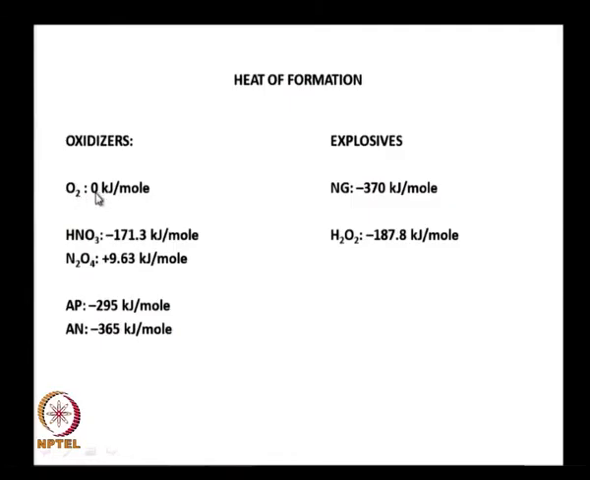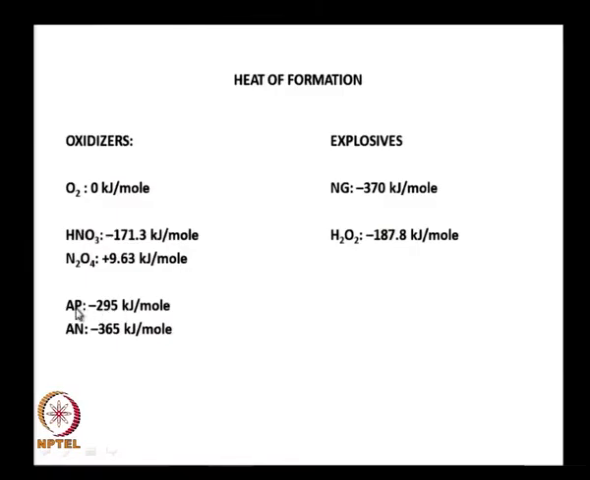Oxygen is an element. At standard condition, the heat of formation is 0. If I have nitric acid, which is an oxidizer, it is minus 171. If I remove H from it and make something like dinitrogen tetroxide, N2O4, which is again a volatile liquid, I get something like plus 9.63 kilojoule per mole.